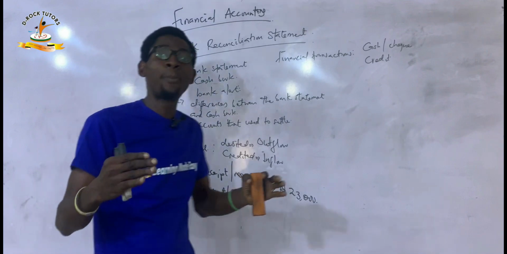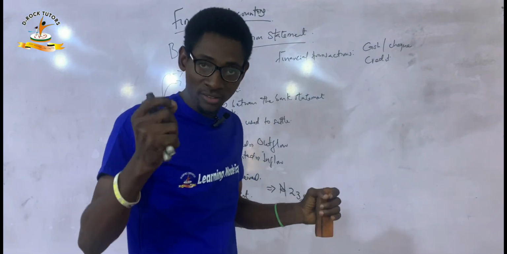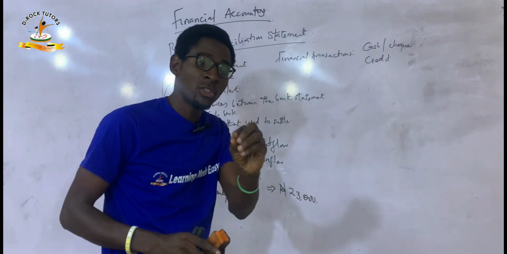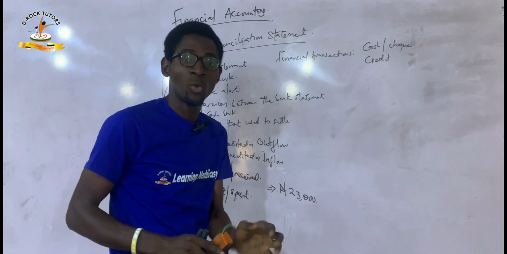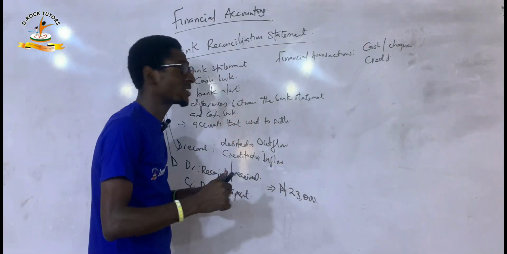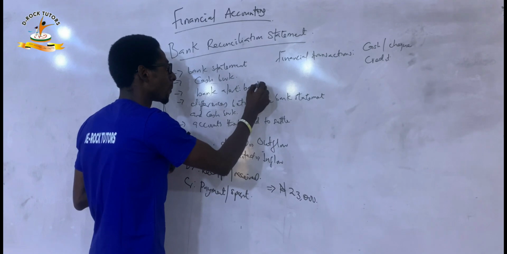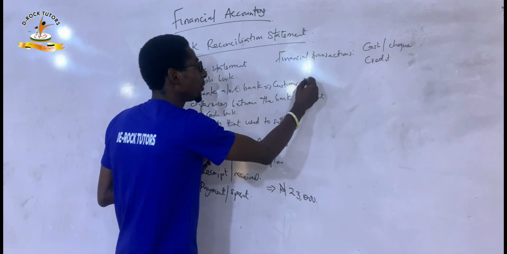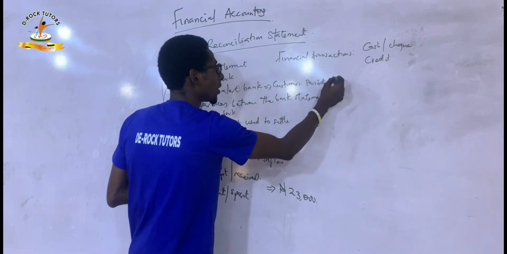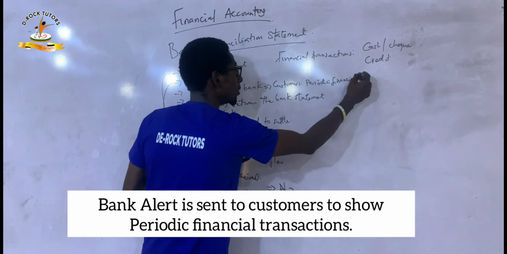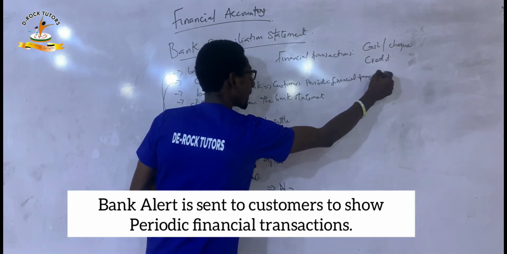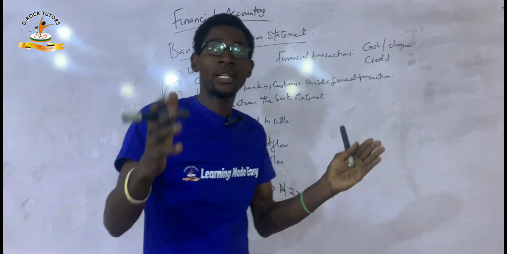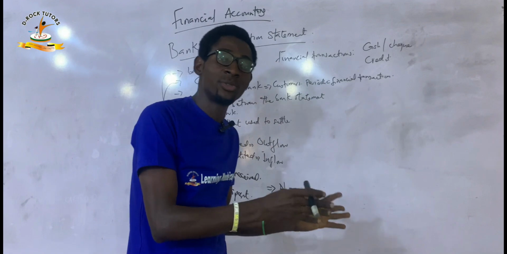A bank alert is just a periodic statement sent by your bank to their customer, to show the transactions within a given period. So there are important things here. It is sent by the bank to the customer to show periodic financial transactions. So it is just an alert that comes to you, either on your phone or whatever, that shows how money has been spent and how money has been received in your account.